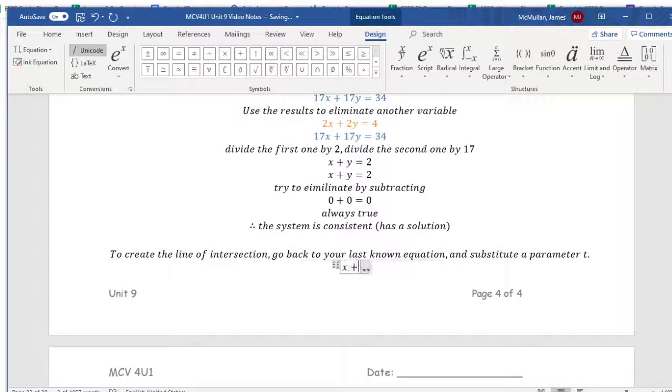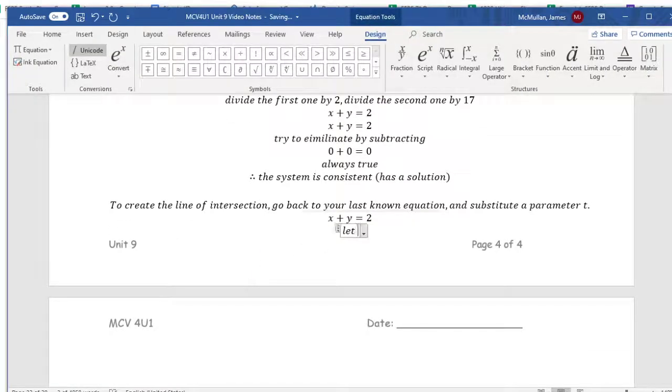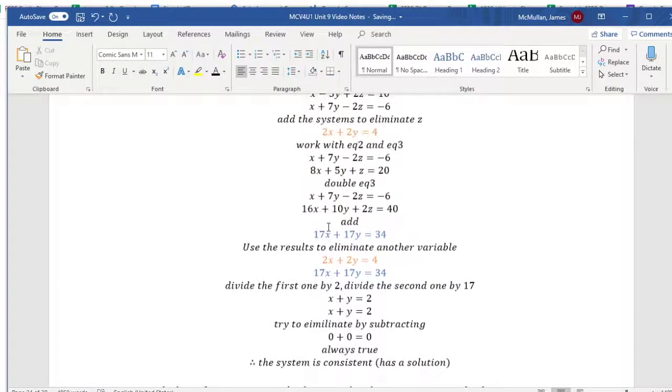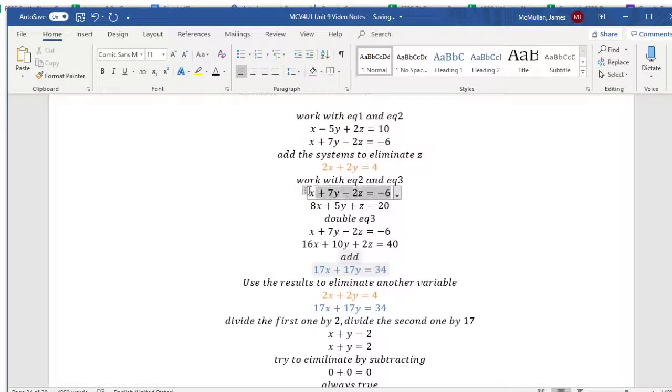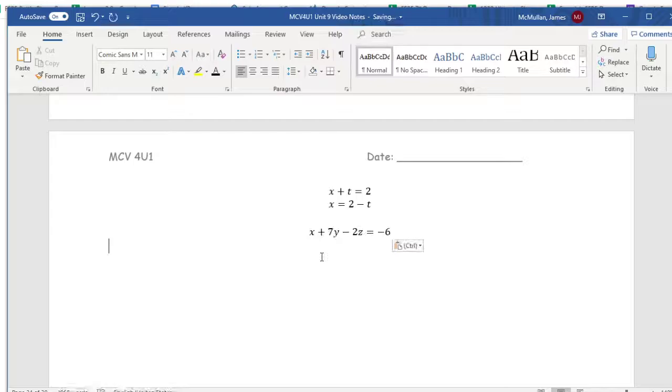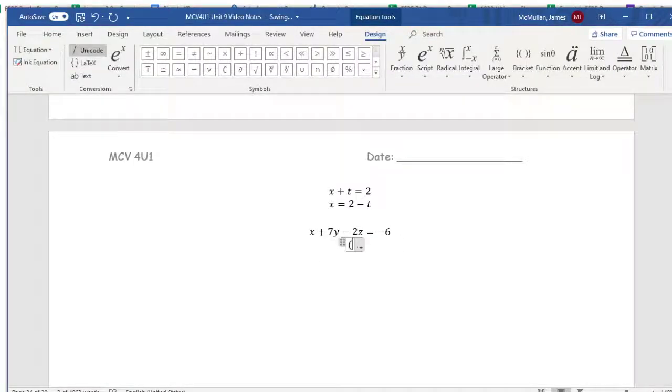Okay, so we had x plus y equals 2. Let's let y equal t. Doesn't matter which one, that would be equally difficult to use, or easy. Let y equal t. Therefore, x plus t equals 2, and x equals 2 minus t. Now let's go back to another equation involving z. Doesn't matter which one, we'll just take this one. And we'll say x is 2 minus t, so 2 minus t plus 7t take away 2z equals negative 6.